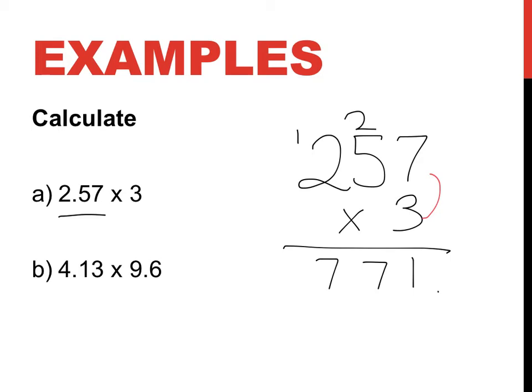What I do is look at my original question and say, okay, there's 1 decimal place there, 2 decimal places there. So I look at my answer, start at the end, and go 1 decimal place, 2 decimal places, and I put it in. So however many decimal places there were in the question is how many I need to leave in the answer. So the answer is 7.71.